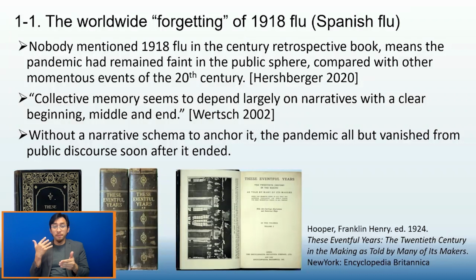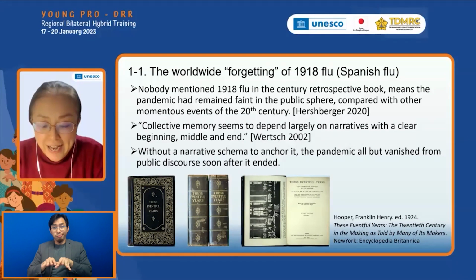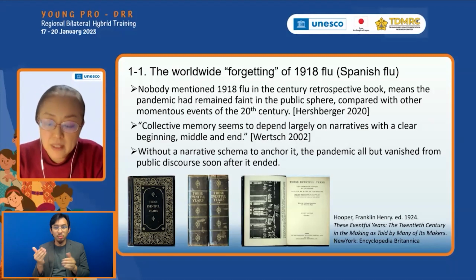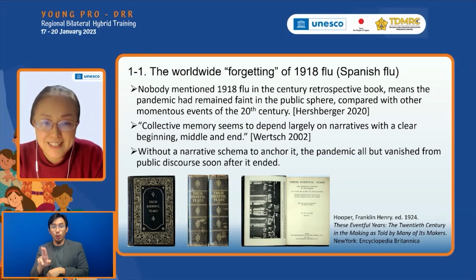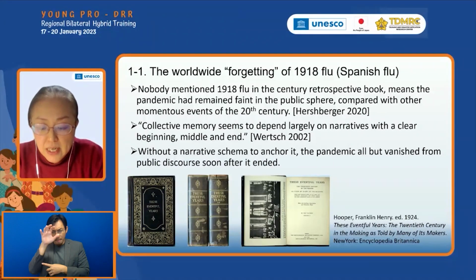And many history textbooks in subsequent decades just note the 1918 to 1920 flu pandemic as an aside when discussing World War I, if at all. Until quite recently, the pandemic had remained strangely faint in the public sphere compared with other momentous events of the 20th century, such as the sinking of the Titanic and the Apollo moon missions. Why did the memory of such a catastrophe disappear from society's memory in just a few years?